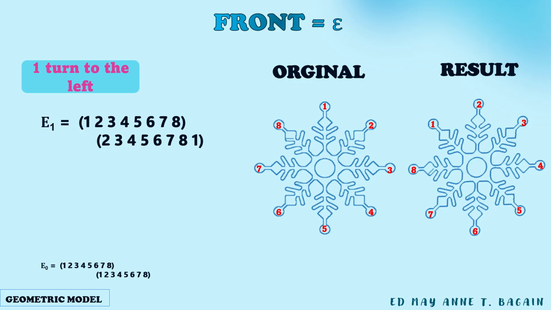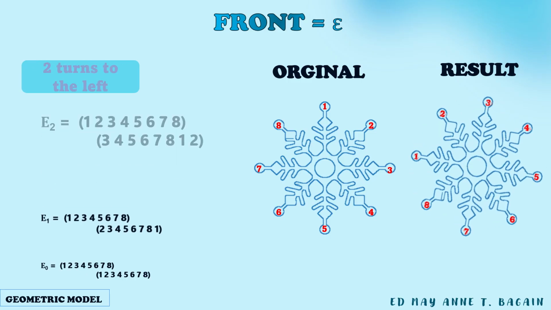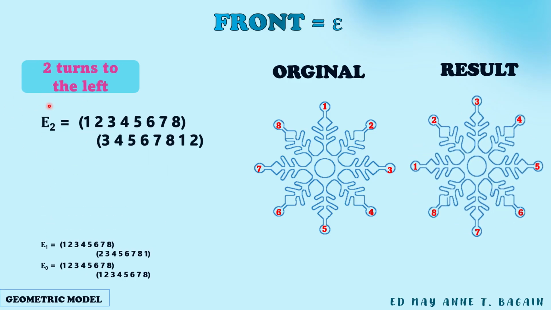Next, let's check what would be the movement for epsilon sub 2. As we can see, it moved from 1 to 3. So the new 1 would be 3, the new 2 would be 4, the new 3 would be 5, the new 4 would be 6, the new 5 will be 7, the new 6 will be 8, the new 7 will be 1, and the new 8 would be 2. Okay, so that is the element for epsilon sub 2.